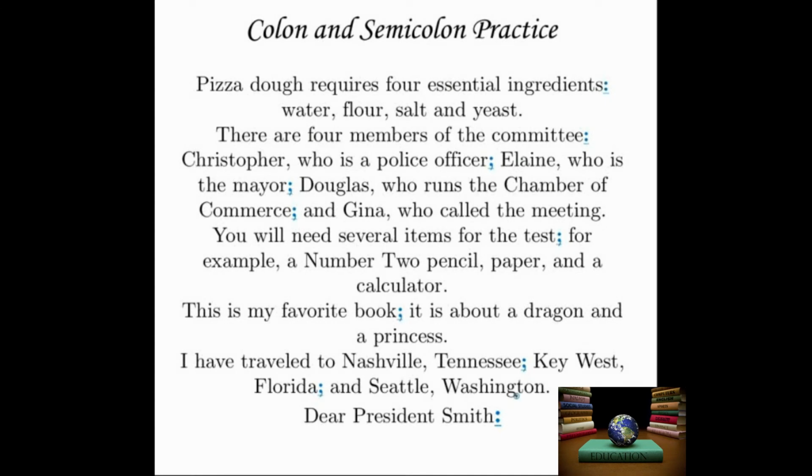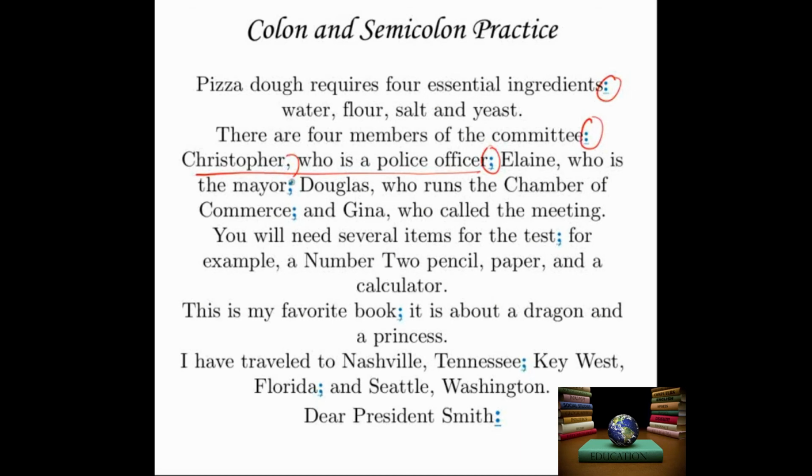Pizza dough requires four essential ingredients. It's the start of a list, so we use a colon: water, flour, salt, and yeast. There are four members of the committee. Again, we're about to have a list, so we have a colon. Christopher, who is a police officer, semicolon. That's because Christopher, who is a police officer, is one member of the committee. That's one person. And we've got a comma right in the middle of that unit in the series, so we have to use semicolons to separate the units. Otherwise, people just get confused.